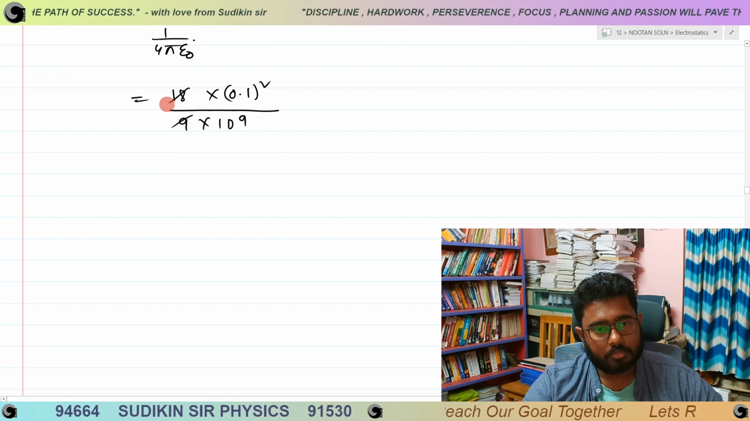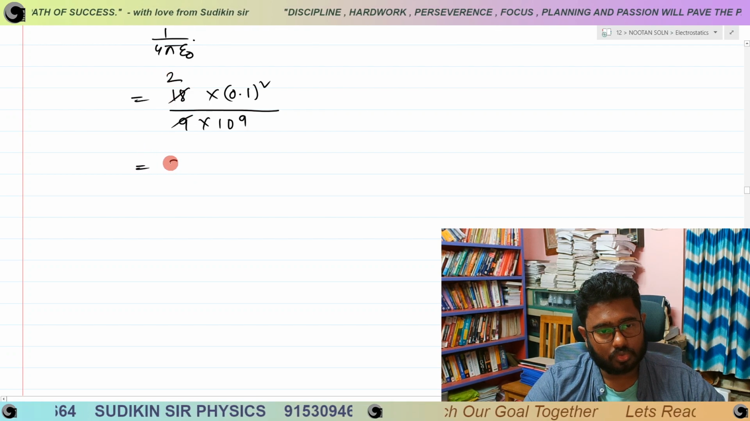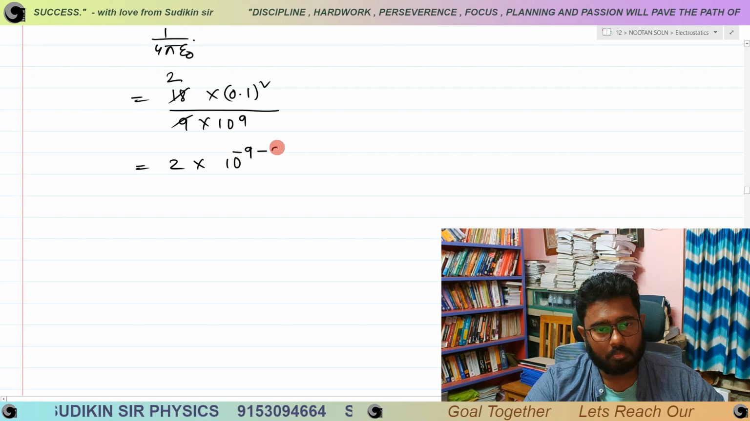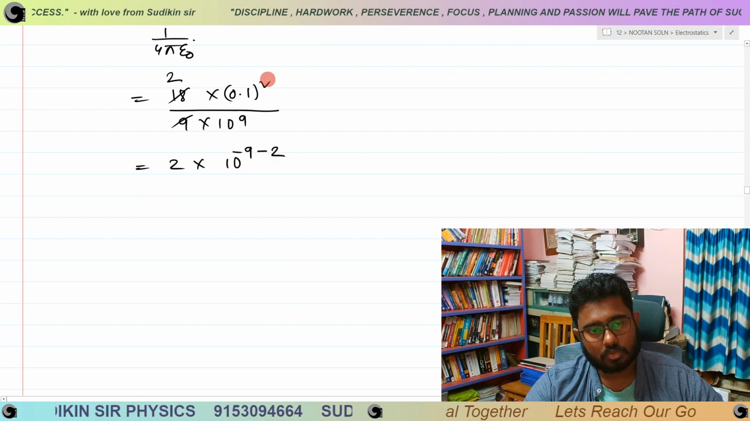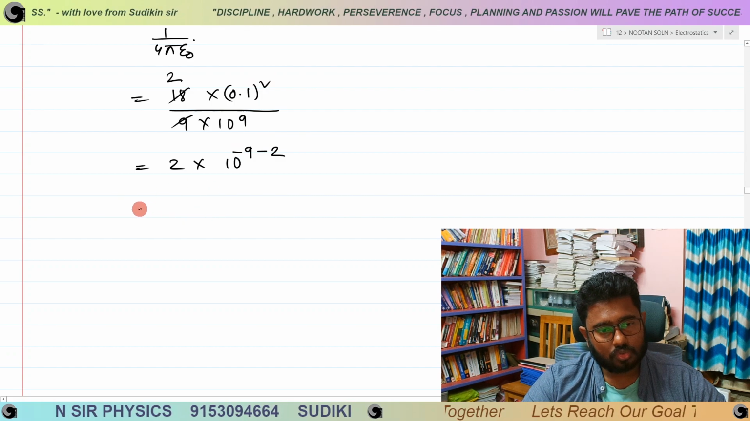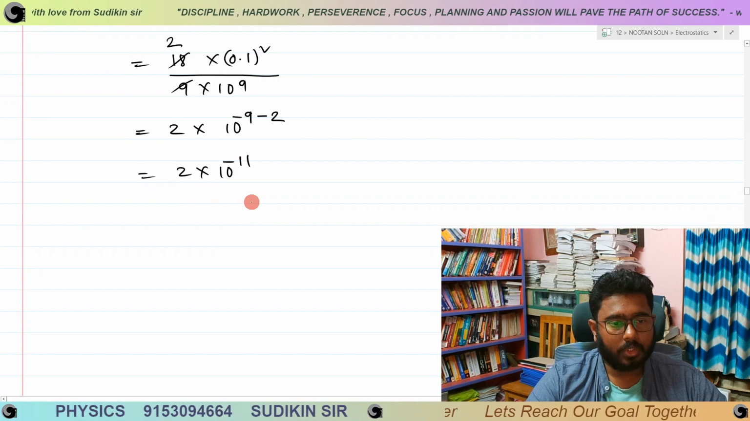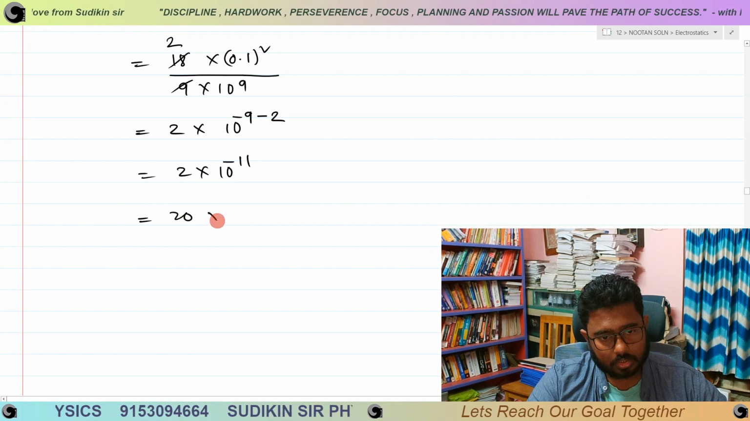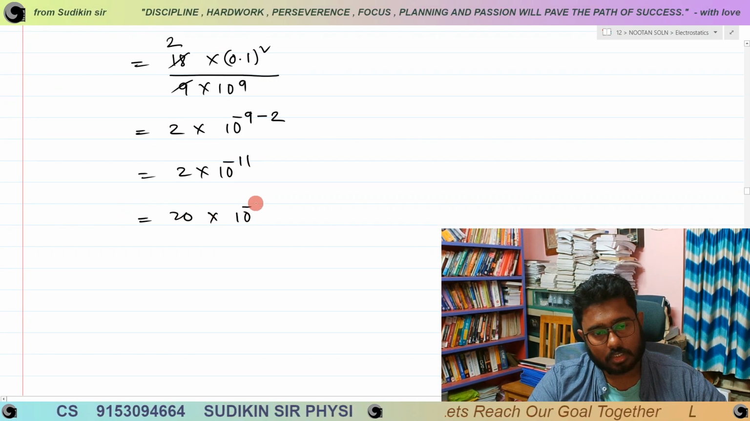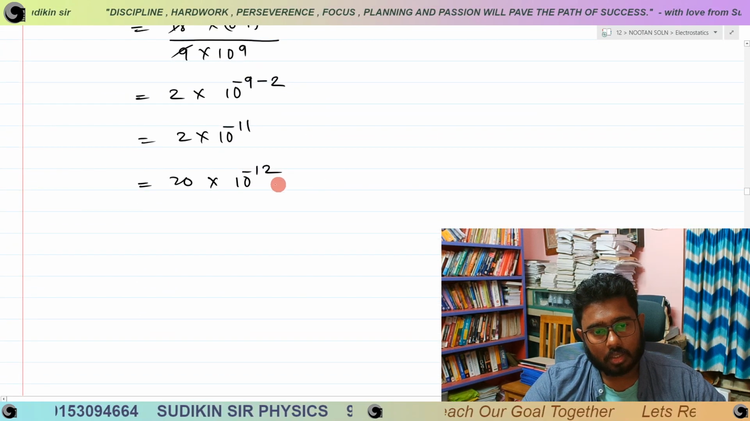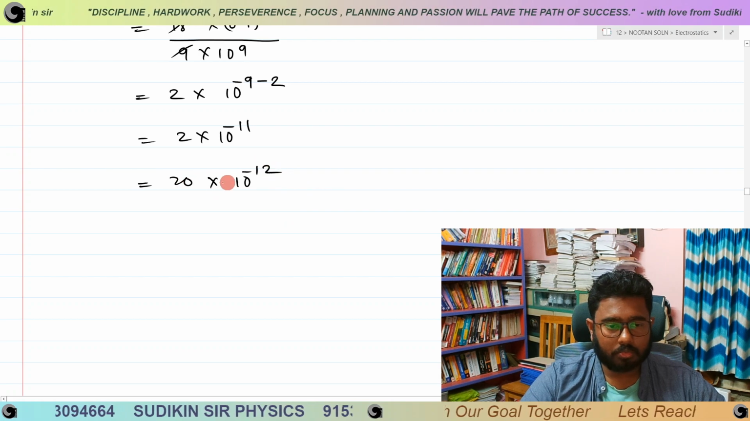So this becomes 2. So 2 into 10 to the power minus 9 minus 2. 0.1 square will be 10 to the power minus 2. So that will be 2 times 10 to the power minus 11, or we can write it as 20 times 10 to the power minus 12. This will be easier. So this is 20 times 10 to the power minus 12.